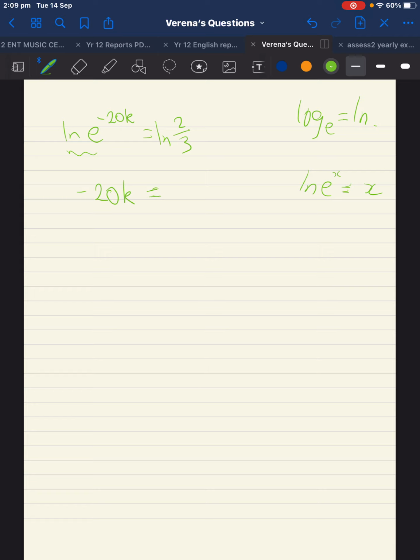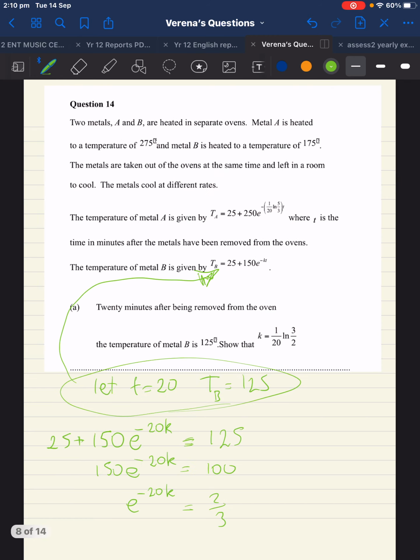And over here, well, we just got the ln 2 on 3. And so what's k going to be? All right, so now we just take the minus 20, divide it across the other side. You end up with this. That's the value of k. Now, if we go back to what they actually ask us to find, bang, there it is there.